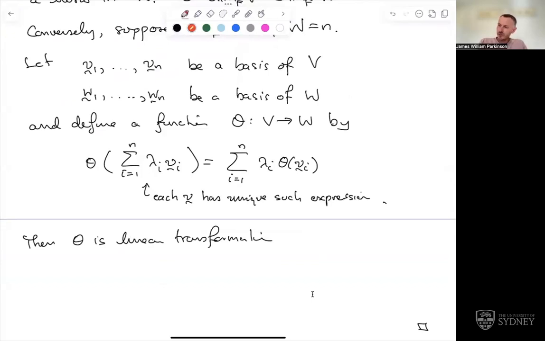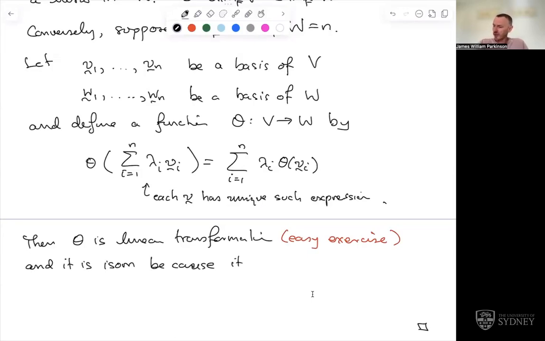It's almost immediate from the definition, so it's an easy exercise to check. And it is an isomorphism because it maps the V's to the W's.